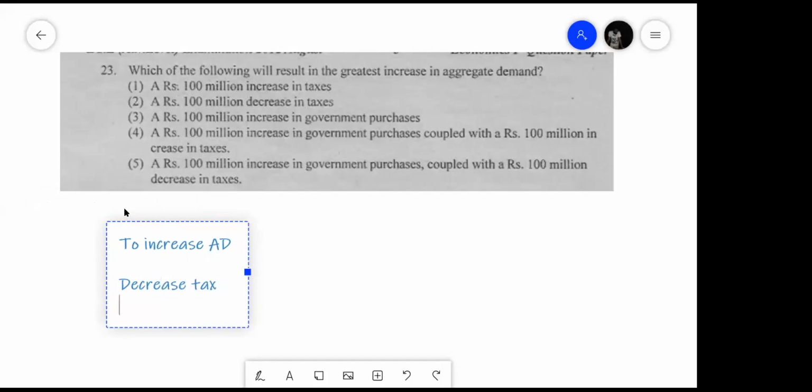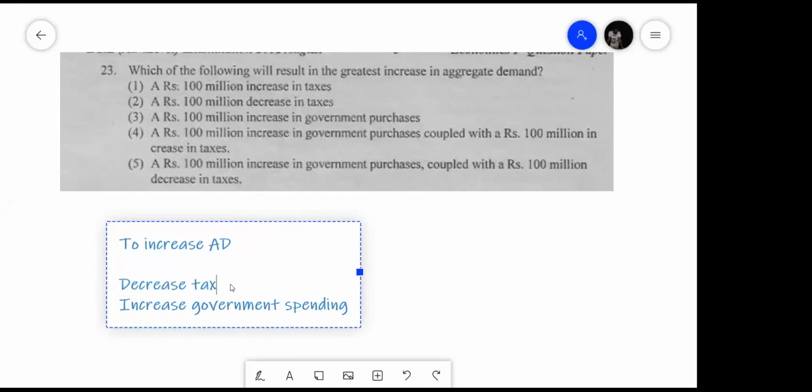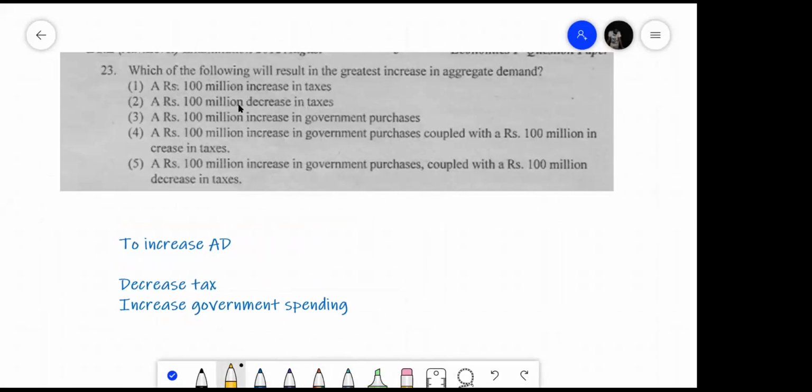What should you do to government purchases or government spending? Should you increase government spending or decrease government spending? You have to increase government spending, right? So if the government increases their spending and they decrease their tax, it will increase the aggregate demand. So they are asking you which will result in the greatest increase in aggregate demand. Right now, if you look at it, 100 million increase in tax. Now, if you increase tax, aggregate demand will fall. 100 million decrease in tax, yes. So if you decrease tax, yeah. Okay. 100 million increase in government purchases? Yes, that's also right. But they're asking you what will cause the greatest increase, right?